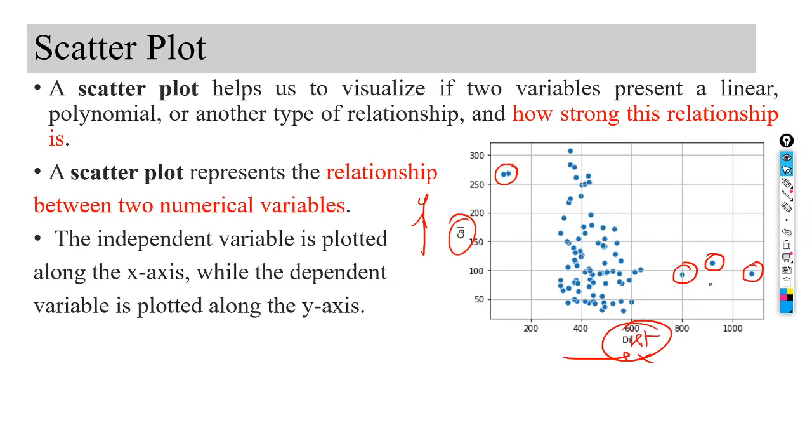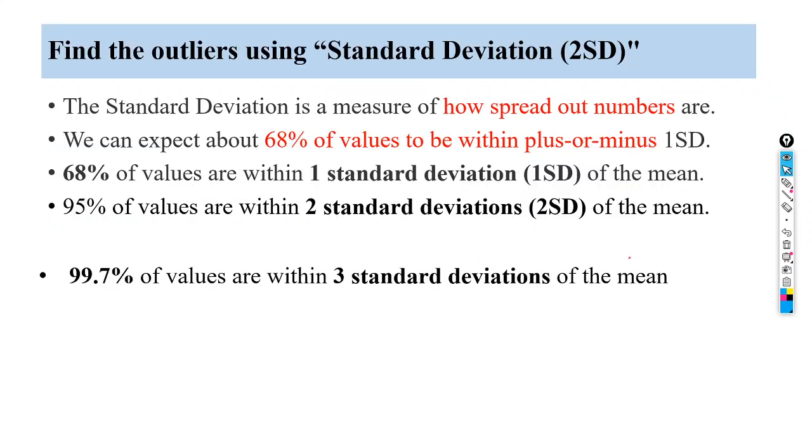In the interquartile range method we noticed these two outliers on the left side, which are less than the lower limit, meaning the minimum value. These three outliers are greater than the upper limit. So these are the outliers we are able to identify using the scatter plot.